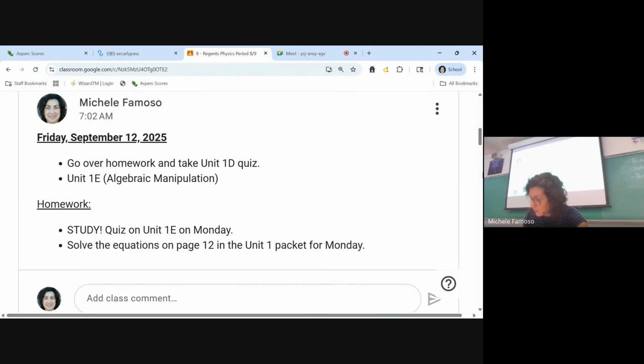If you and your partner both finish all of them through number 11, you can go ahead and work on the homework, page 12. Until everybody's ready.